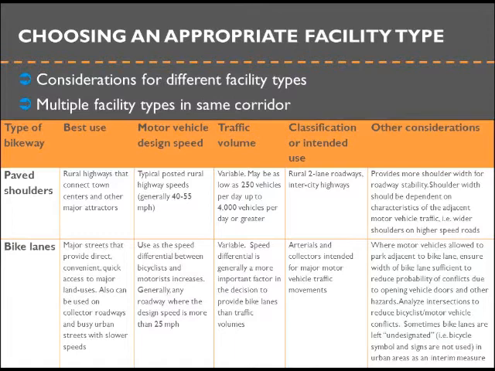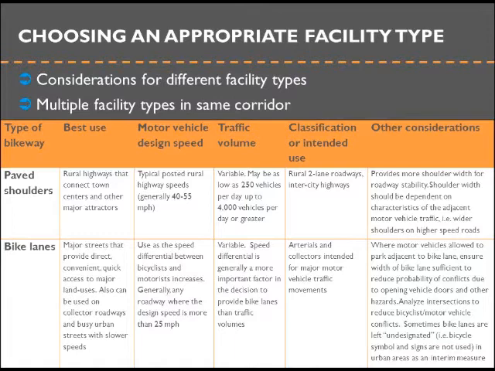So I'm going to use, in this chart right here, several different considerations. I was going to use the bike lanes example. Here we have a description of where bike lanes are most appropriate. We see it's providing direct access to major land uses, and also on collector roadways and busy urban streets. It also looks at the motor vehicle design speed. Again, this is something new and an improvement over the previous version of this guide, and it addresses traffic volume and the roadway classification.